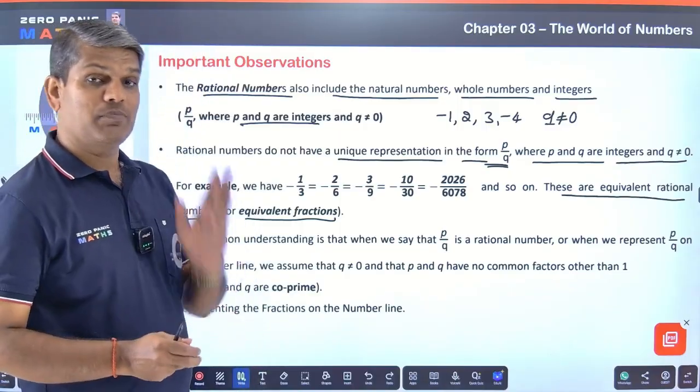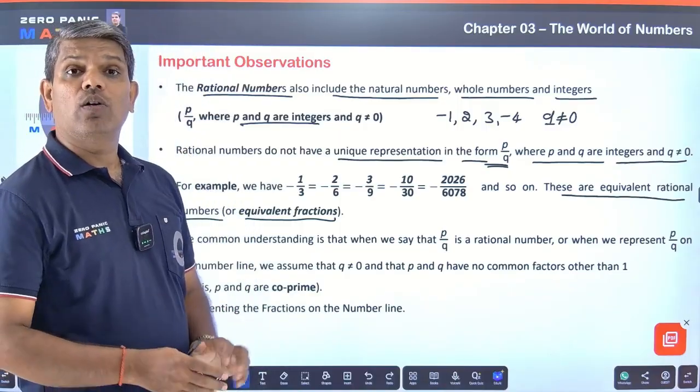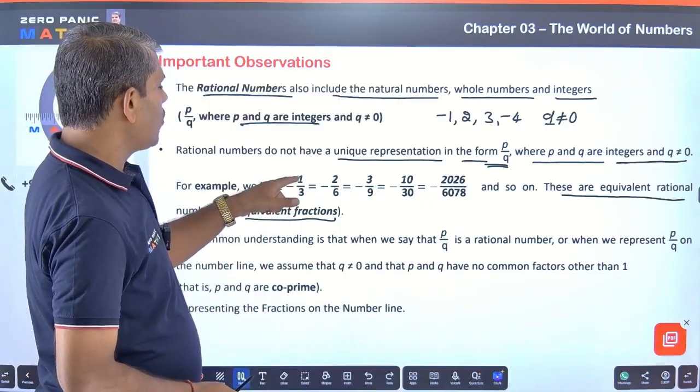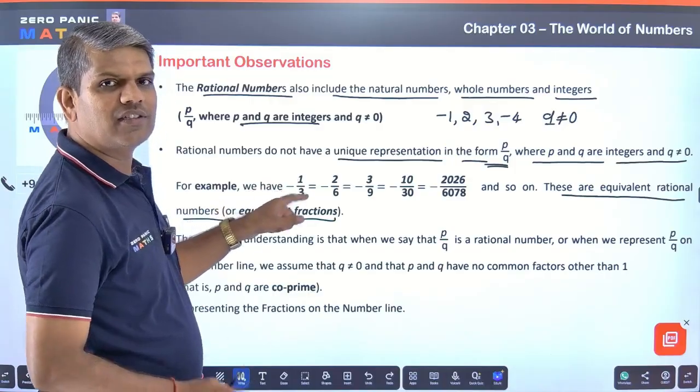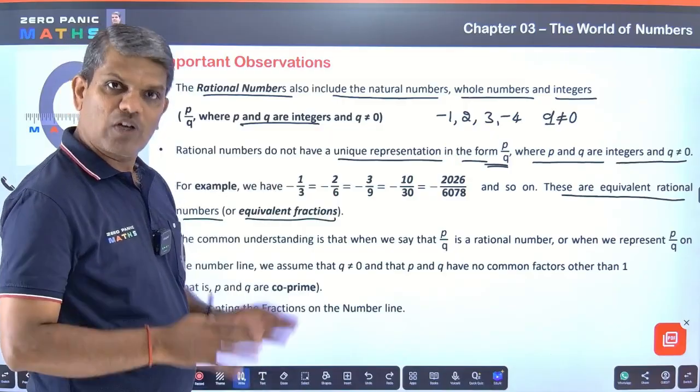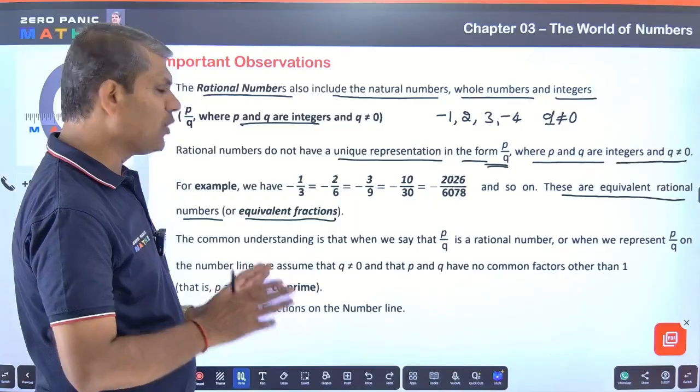All these are equivalent rational numbers only, also called equivalent fractions, because fractions are part of a whole. We are saying 1 divided into 3 parts is exactly similar to 2 divided into 6 parts, because those are two actually equal parts only.